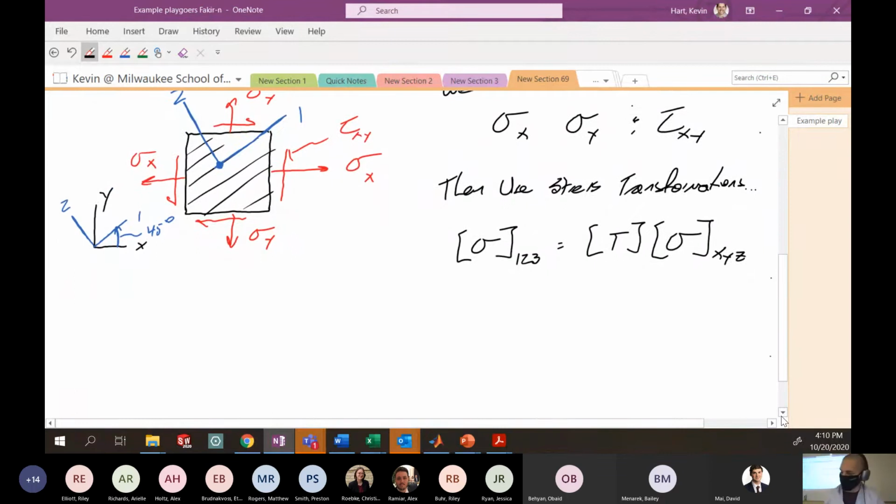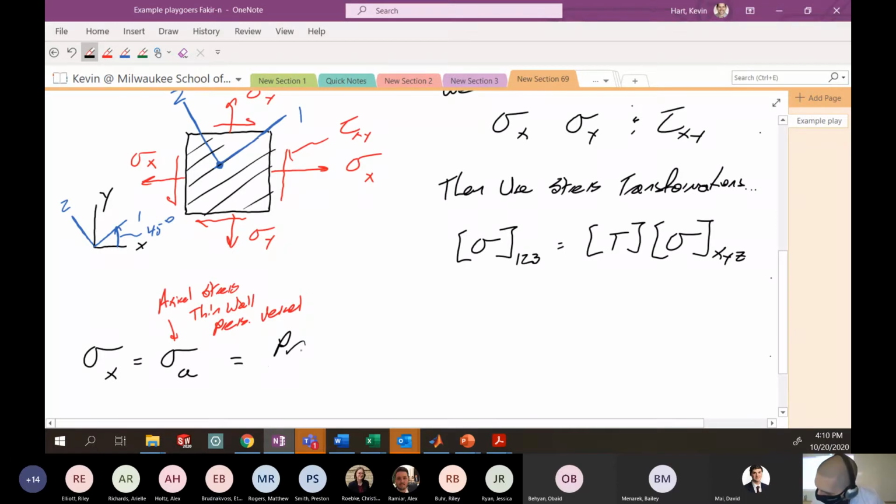All right, so let's do that. Here we can calculate sigma x. It's the axial stress for a thin-walled pressure vessel, which obviously you all remember. It is PR on 2T. Hopefully that equation jogs your memory a little bit.